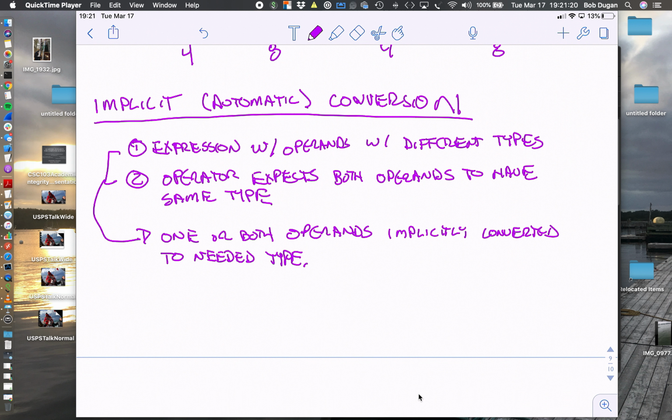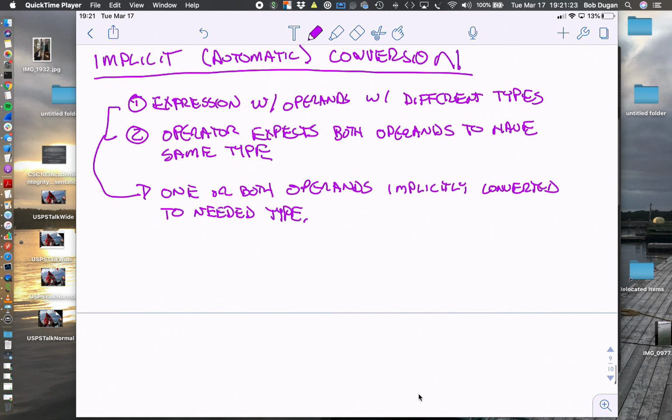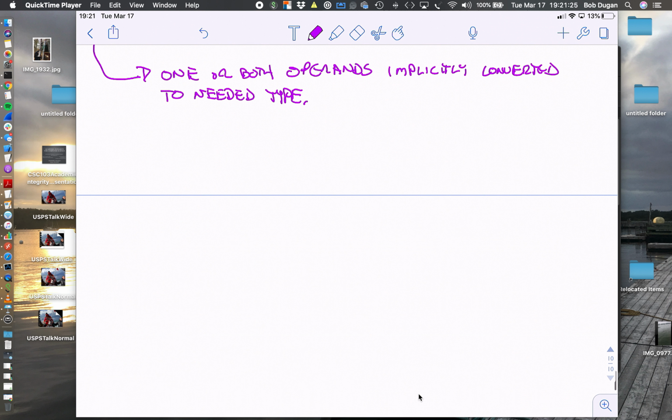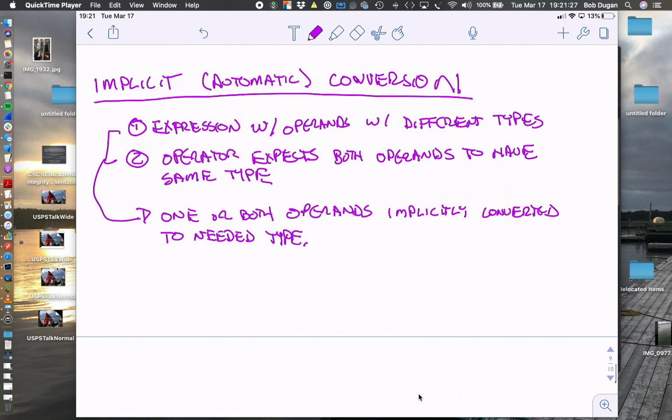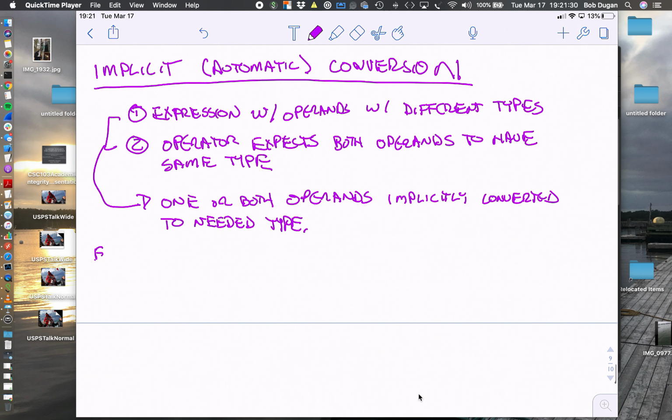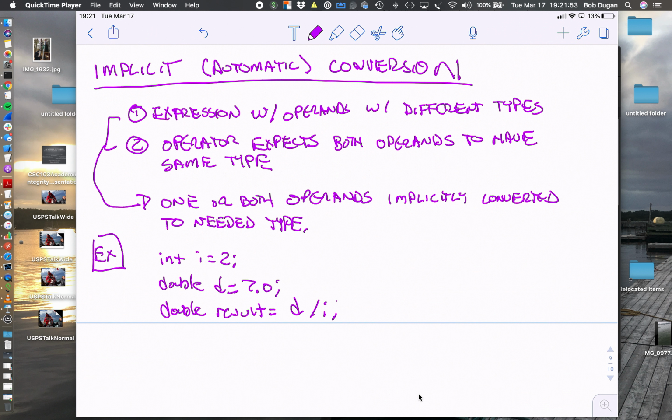Okay, so how about an example? All right, so we've got this definition here, so let's do an example. If I say int i is equal to 2, double d is equal to 7.0, and then I have a double result, and I set that equal to d divided by i.